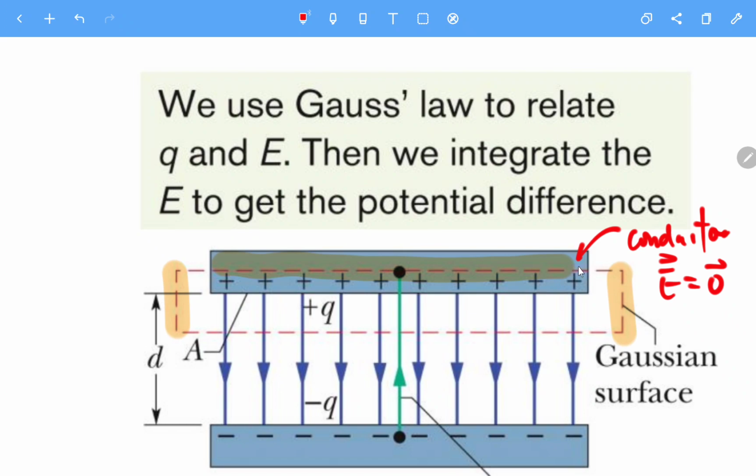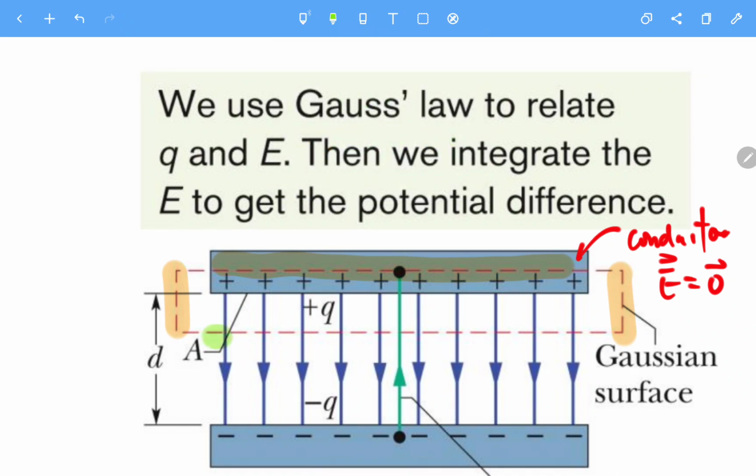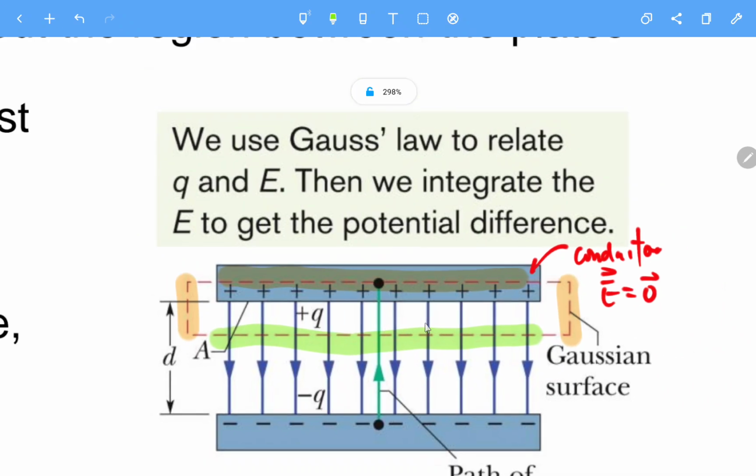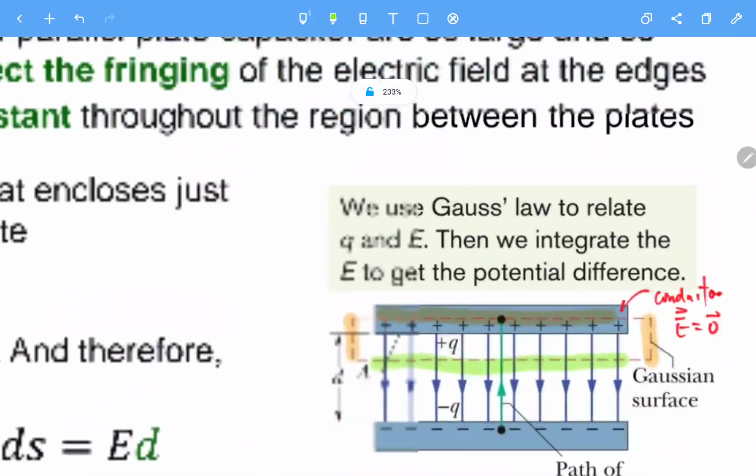So for this surface, it doesn't contribute to the net flux either. So the only surface which will contribute to the net flux is this one. And then we also assume that the E field is uniform inside the capacitor. The E field is uniform, and also it is parallel to the dA.